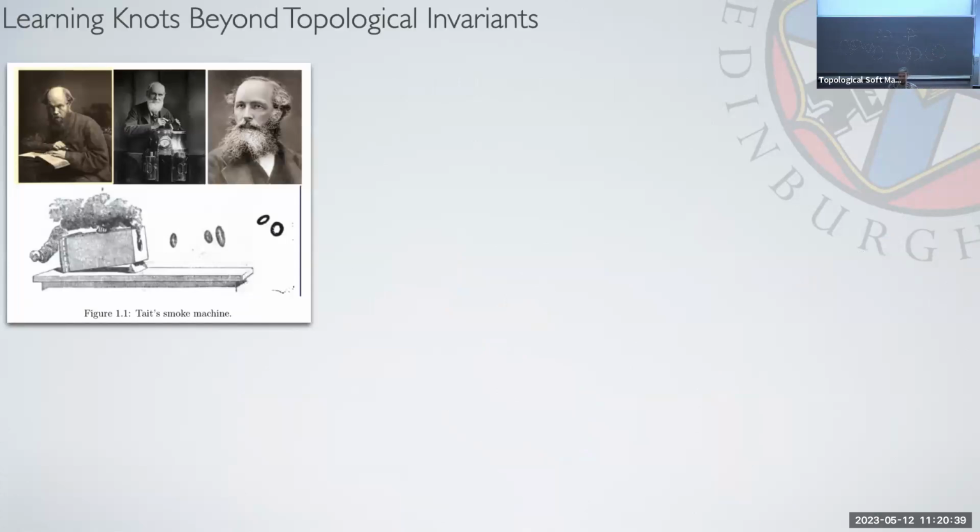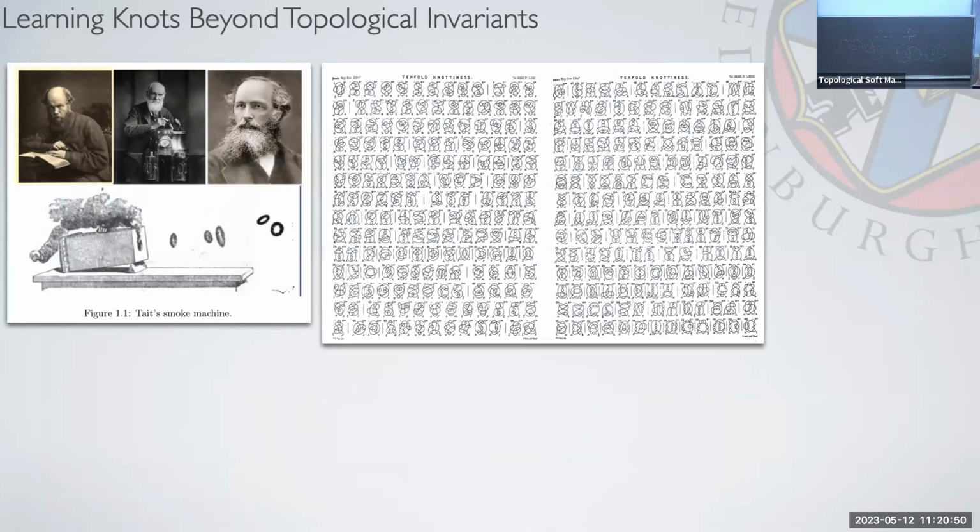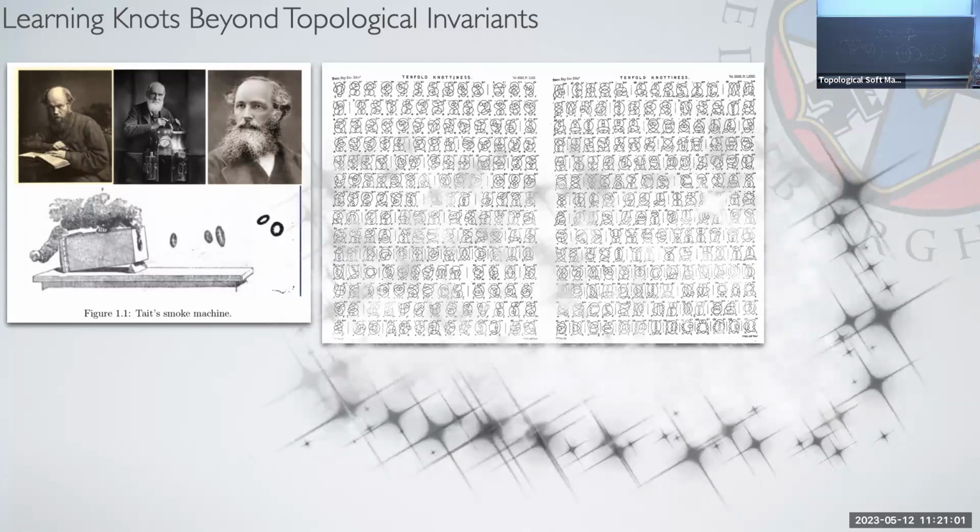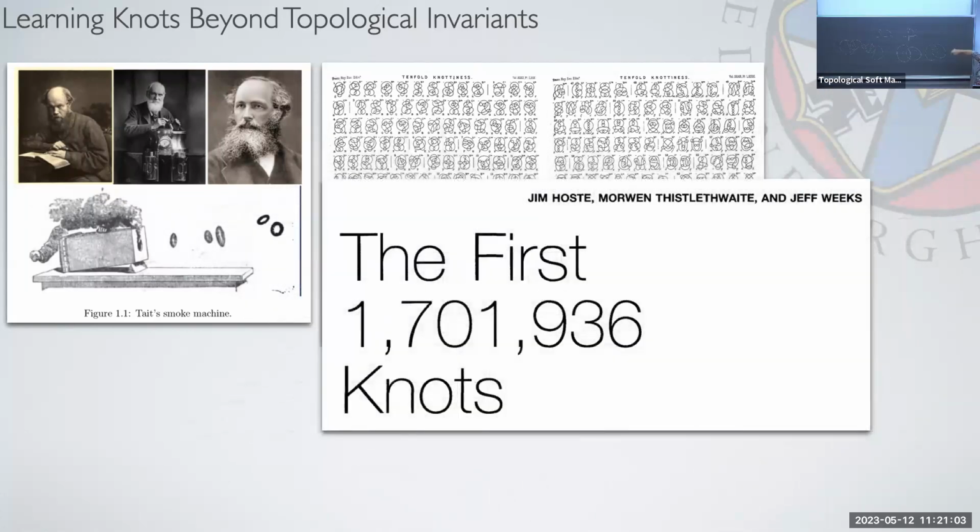Knot theory, in some sense, was born here in Edinburgh. So I feel I should bring it back home. This is Peter Guthrie Tait, who came up with the first table of knots. And Lord Kelvin in Glasgow was using knots to explain elements, different forms of atoms. More recently, Morwen Thistlethwaite and collaborators expanded this table of knots from 10 crossing knots, to 11 crossing knots, to 16 crossing knots. There are 1,700,000 knots.